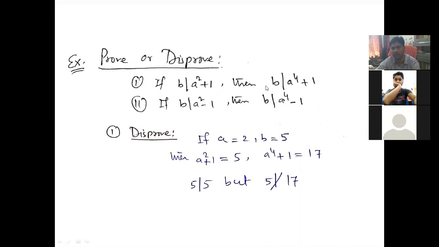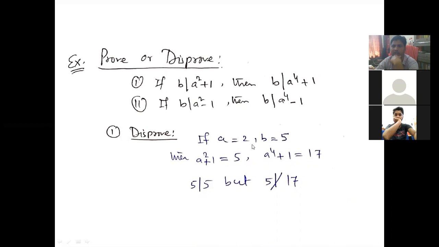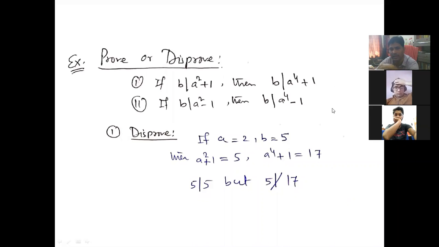Prove or disprove this result: if b divides a square plus 1, then b divides a to the power 4 plus 1. Number 1, we will disprove it. If we take a equal to 2 and b equal to 5, then a square plus 1 equals 5 and a to the power 4 plus 1 equals 17. So 5 divides 5; b is 5, a square plus 1 is 5, which means b divides a square plus 1. But b, which is 5, does not divide 17. So this is disproved; it is not correct.